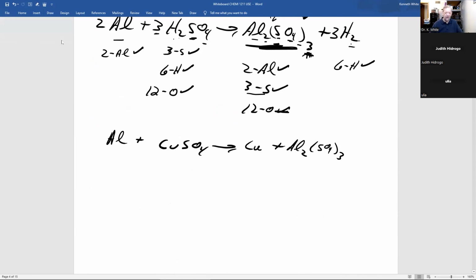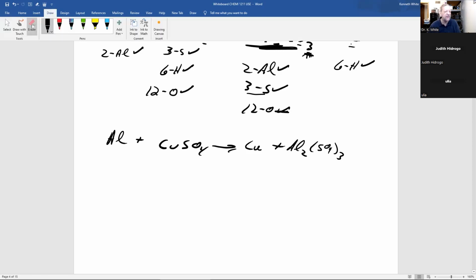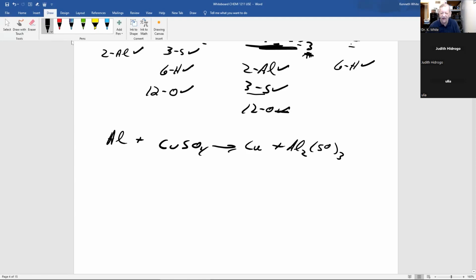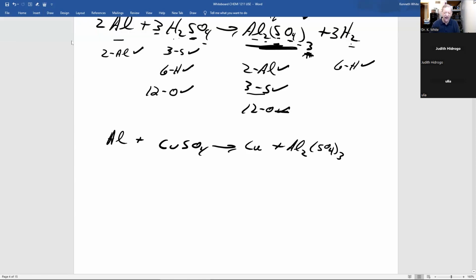All right, let's look at this one. You have aluminum reacting with CuSO4 copper sulfate, making copper Cu plus aluminum sulfate, Al2(SO4)3. And let me just make something even better. On a test, this would be printed out there. Your turn to balance this chemical equation. And remember, I would highly recommend you leave oxygen and hydrogen for last. In this one, there's only oxygen. Your turn.